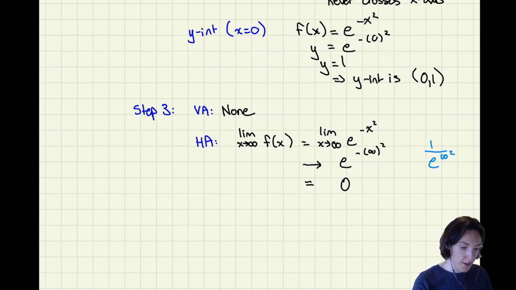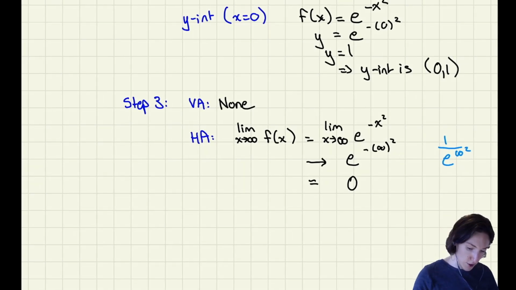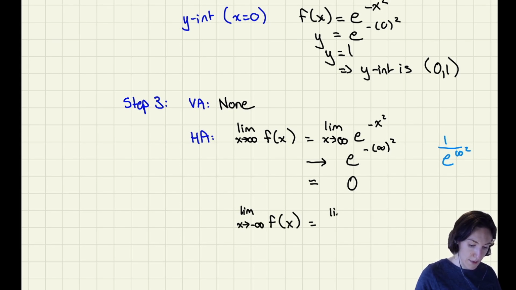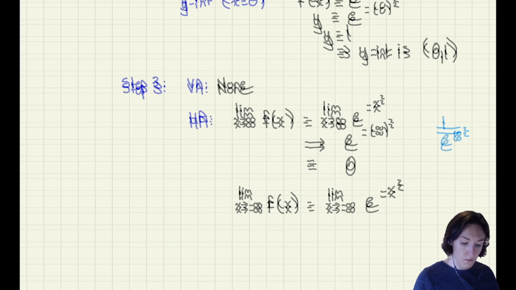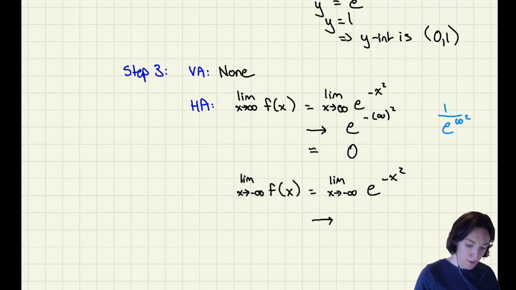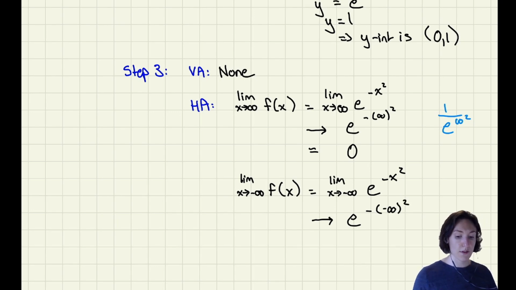Okay, that's good. Now let's do the other direction: the limit as x goes to negative infinity of f of x, which is the limit as x goes to negative infinity of e to the negative x squared. In this case, even though it's negative infinity, the same thing happens. I have e to the power of negative, bracket, negative infinity, bracket squared, so it's equivalent to this expression here. It's like 1 over e to the infinity squared, so it will also go to 0.